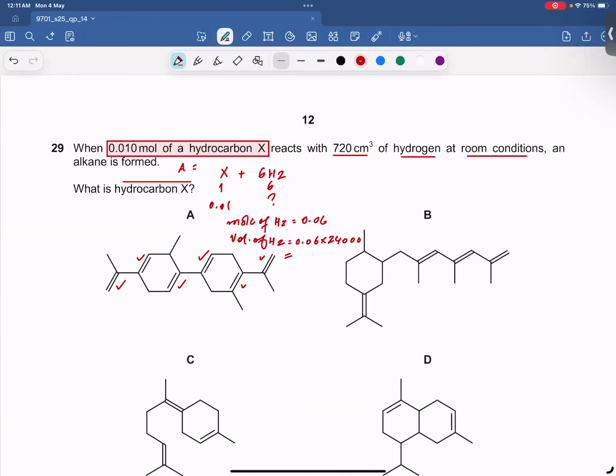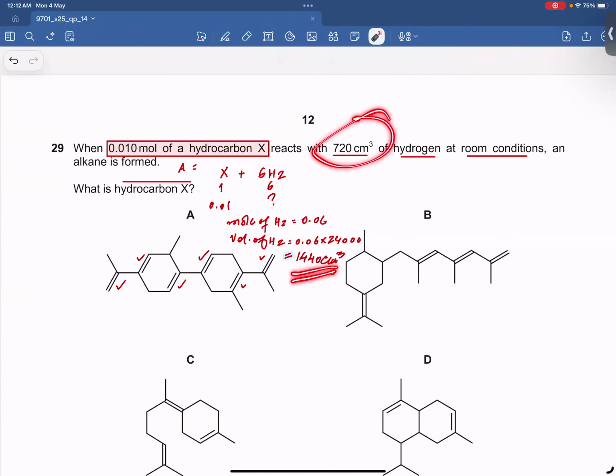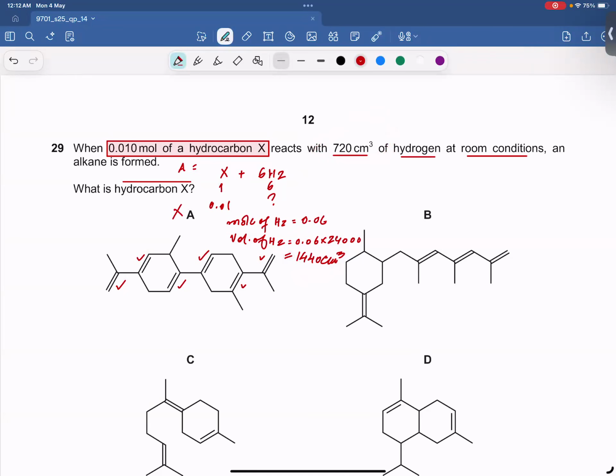सो इट्स गोइंग टू बी हाउ मच? होल्ड ऑन. 0.06 into 24,000 cm cube, 1440 cm क्यूब. एग्जामिनर ने मुझे 720 cm क्यूब दिया है, विच इज वाई ये वैल्यू मैच नहीं कर रही, विच इज वाई ऑप्शन ए इज इनकरेक्ट. ऑप्शन बी की बात करते हैं.